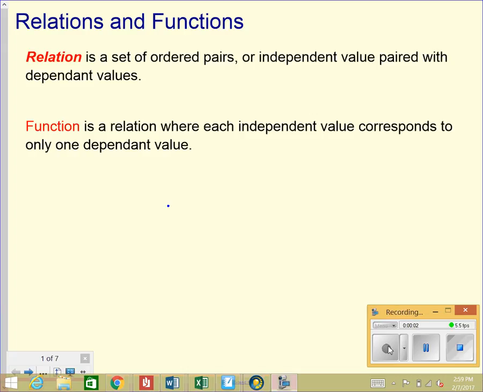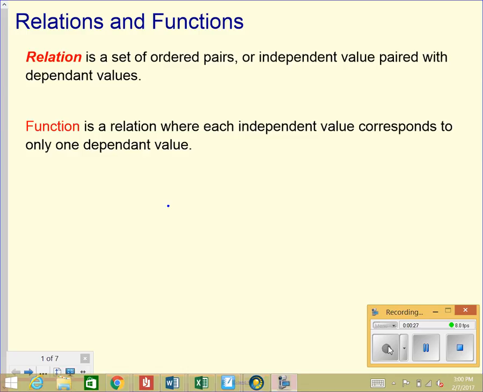Hello. In this video, we're going to take an introductory look into functions, and in particular how relations and functions seem very similar, but they're in fact two different things. A relation is a set of ordered pairs or independent values paired with dependent values. A function, however, is a relation where each independent value corresponds to only one dependent value.